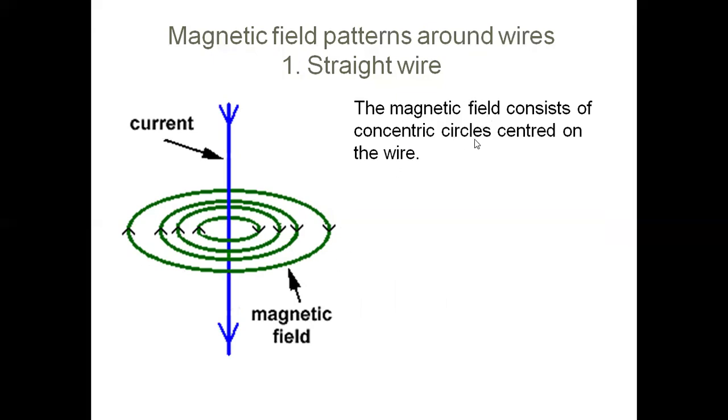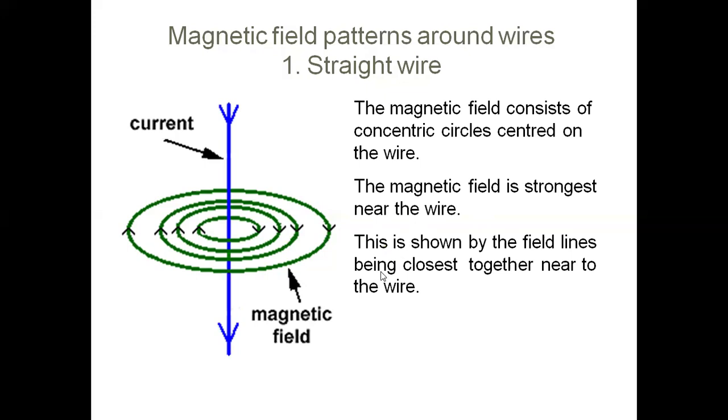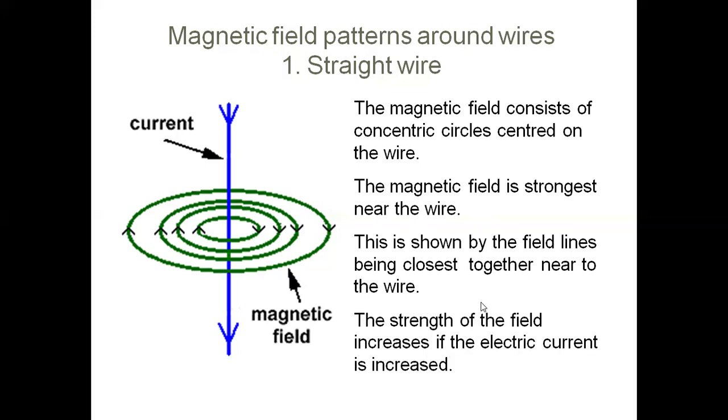Okay, it is concentric circles centered on the wire. Near the wire, the field is stronger. Away from the wire, since the spacing is increased, it means the field is weaker. The magnetic field is strongest near the wire, and this is shown by the field lines being closest together near the wire. The strength of the field increases if the electric current is increased. Larger current means more magnetism, so there will be more field lines.